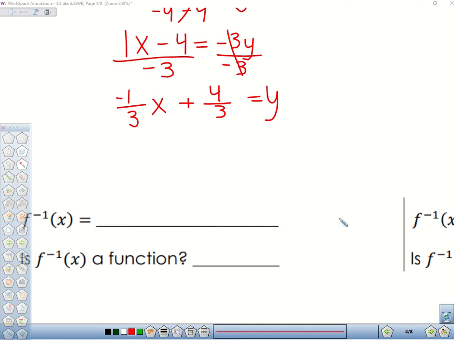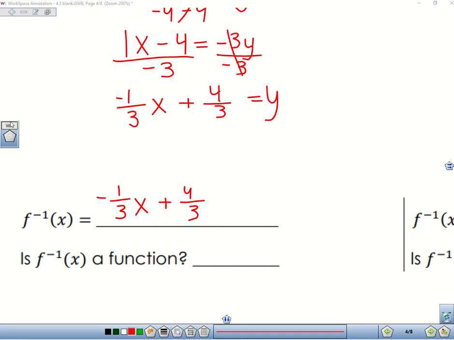So moving on, let's go ahead and identify. So we call the inverse, it's just this, negative 1/3 x plus 4/3. And this is how you mathematically write the inverse. This is the notation for it. It's f with a negative 1, it looks like an exponent, of x. That's how they're saying that's the inverse of the function. And is the inverse a function? Yes or no? Yeah.